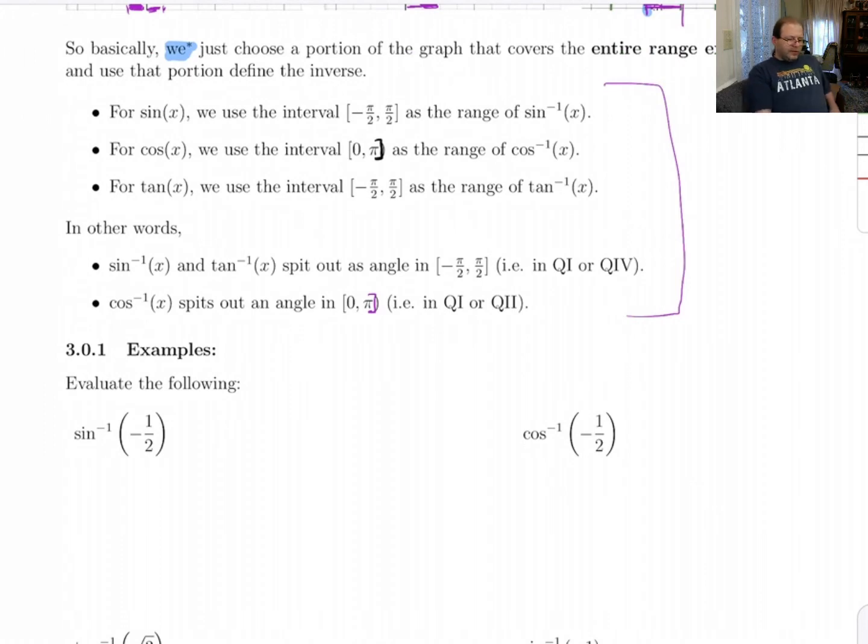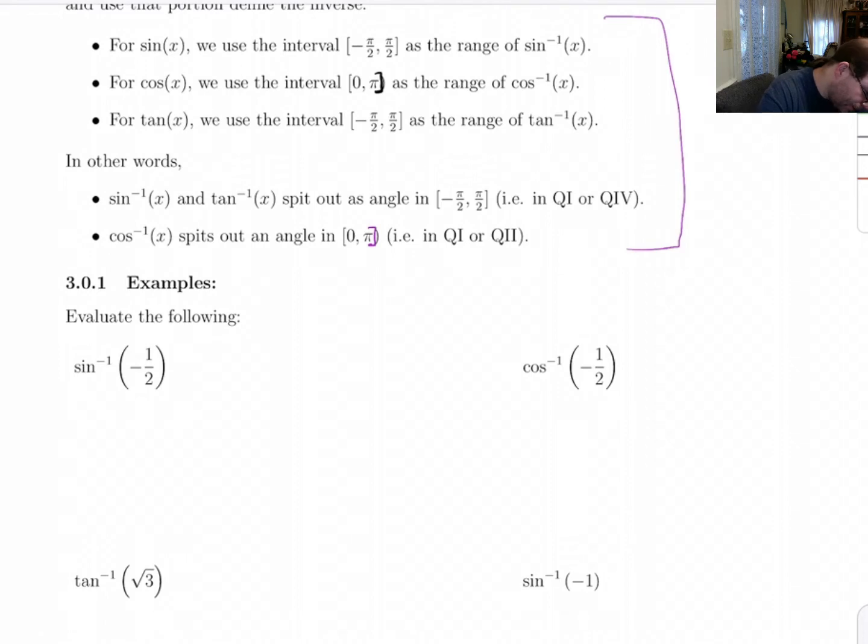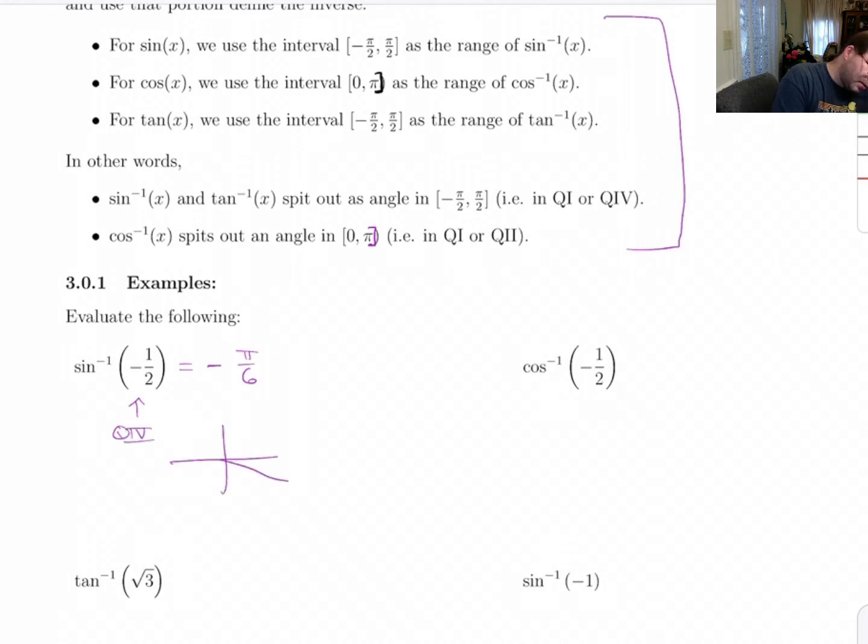All right, so let's look at this. Inverse sine of -1/2. The way we do this is the answer is going to be negative. And for a second, let's pretend this negative isn't here. Inverse sine of 1/2 would be pi over 6. But the negative says we've got to bop it over into quadrant 4. Inverse sine of a negative means we're in quadrant 4. So it's going to be negative pi over 6.